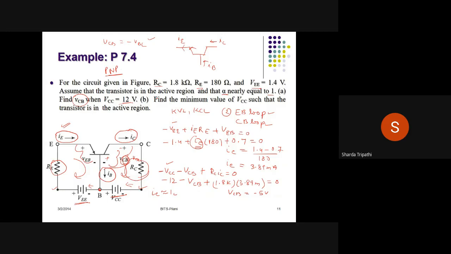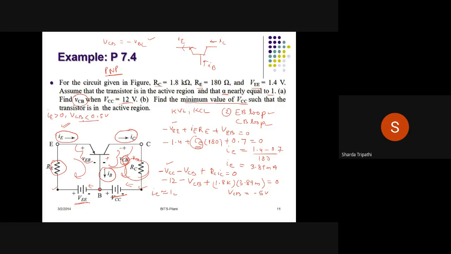Okay, so this was the first part. Then what about the second part? Second part says find the minimum value of VCC such that the transistor is in the active region. For the active region operation, I know if the transistor has to operate in active region, then IE should be greater than 0 and VCB must be less than 0.5 volts.